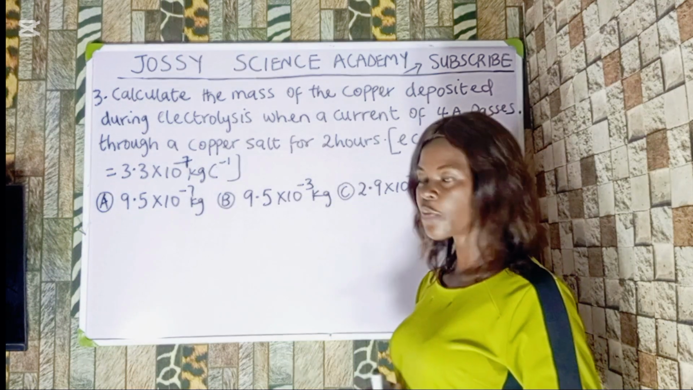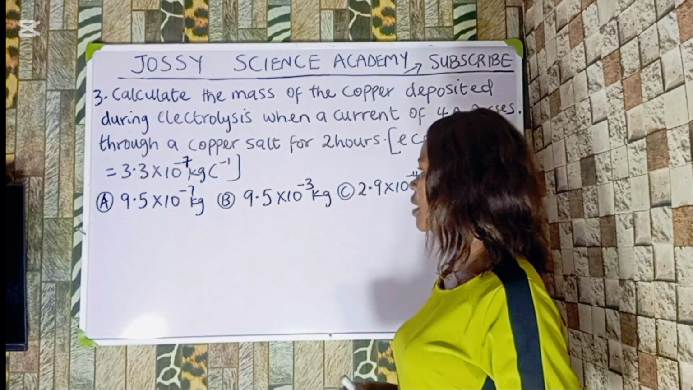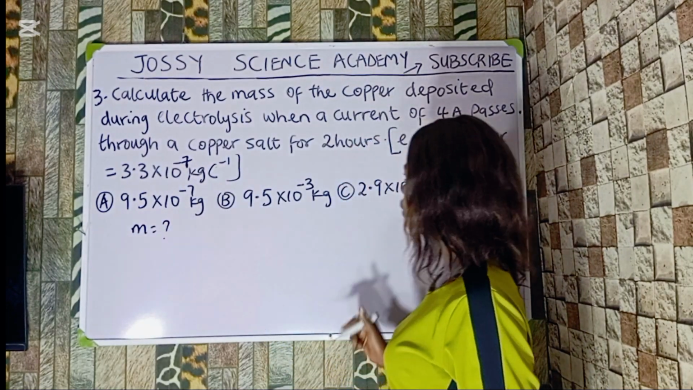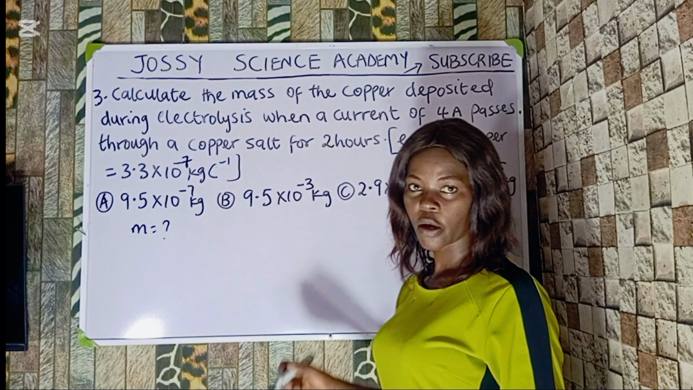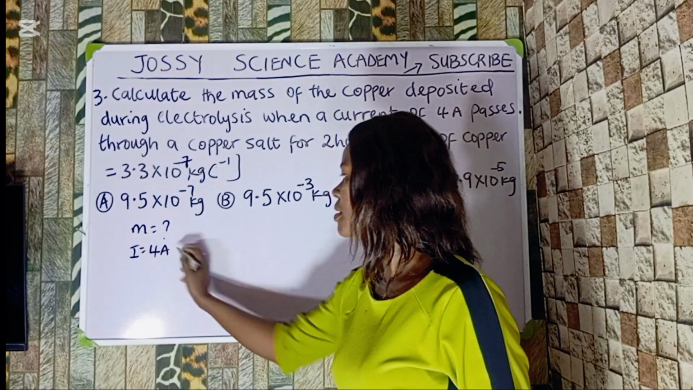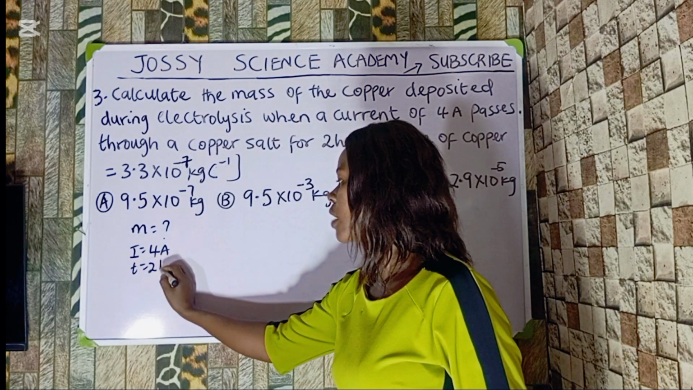Now for us to solve this problem, we are asked to find the mass. So let's take our parameters given. From the question, the mass is what you are looking for. Now a current of 4 amperes, that is I, is equal to 4 amperes. Then the time is 2 hours.